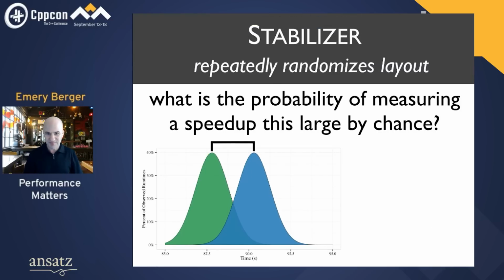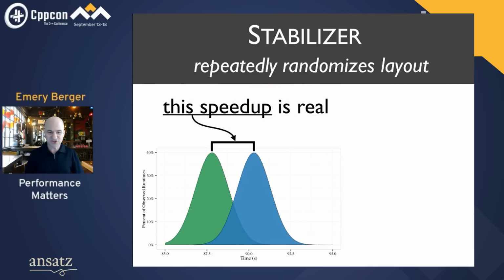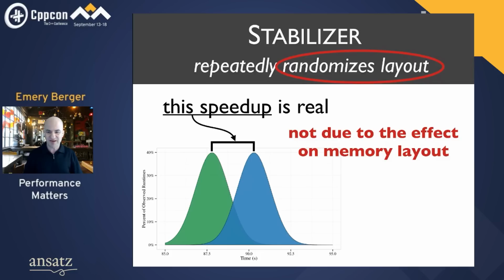So what we're going to do, instead of looking at green and red and saying these seem comfortably far apart or they do not, we're going to actually pose this as a null hypothesis test. So we're going to say, if the probability of it happening by random chance is low enough, then we're going to assert that the speedup is real. And because we're doing randomization, we're going to know that it's not due to the effect on memory layout. It must be due to the actual code change made by Luke, our hero.